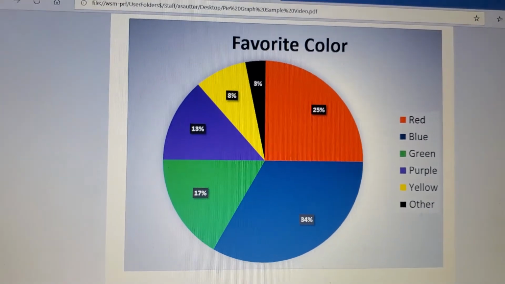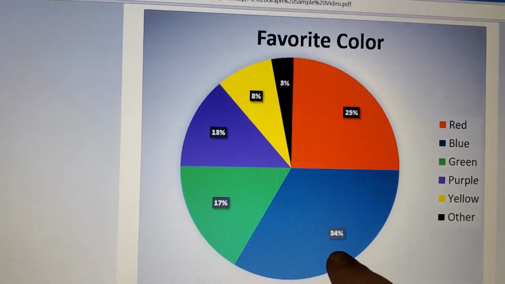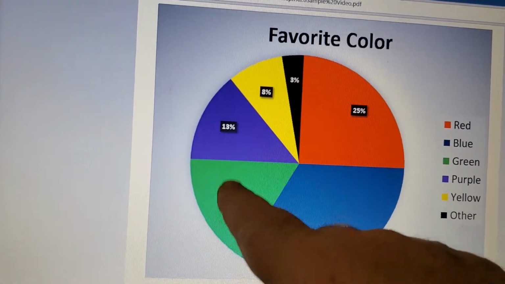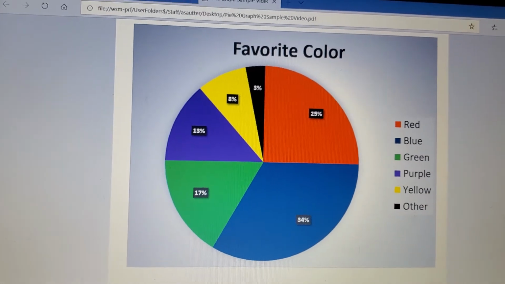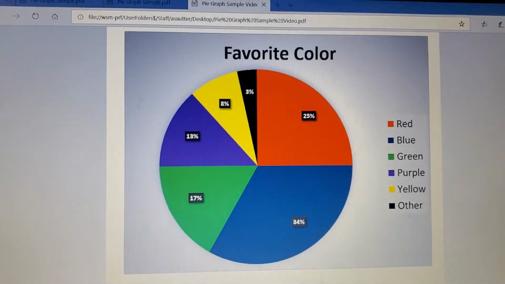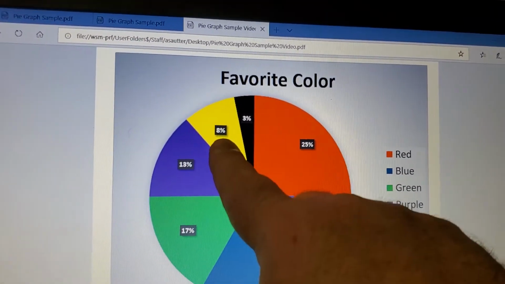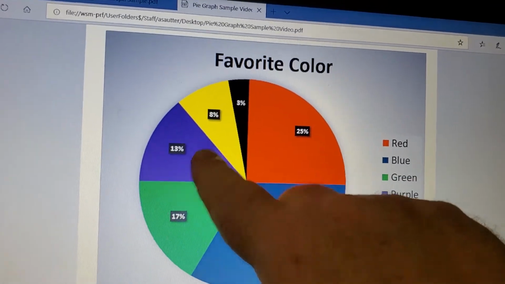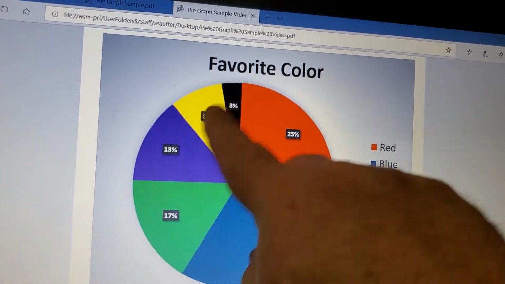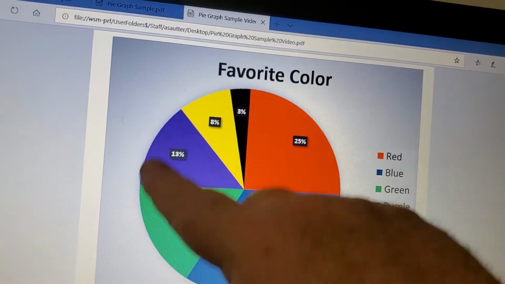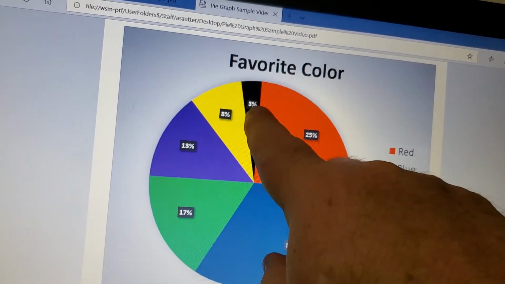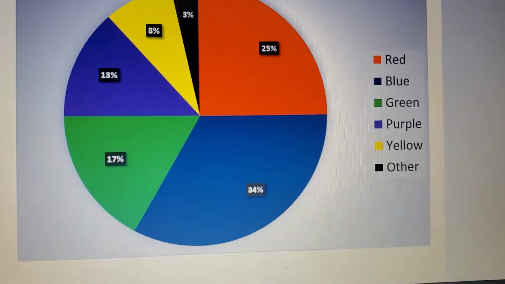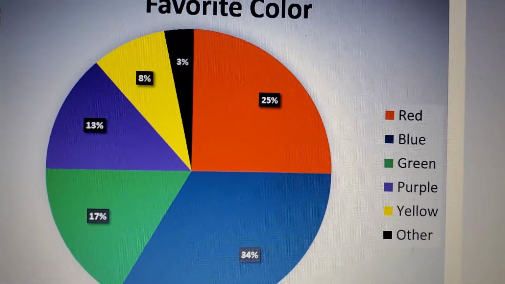Well, you add 25, 34, 17, 13, 8, and you come up with 97. If all of these together add up to 97, and the whole thing is 100%, then 100% minus 97% is 3%. That's how you can figure it out.